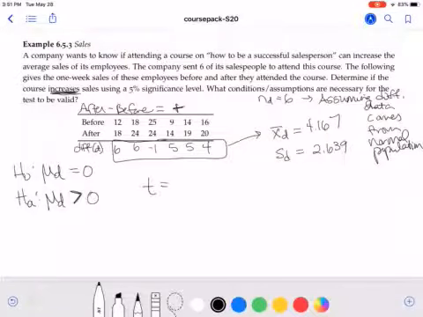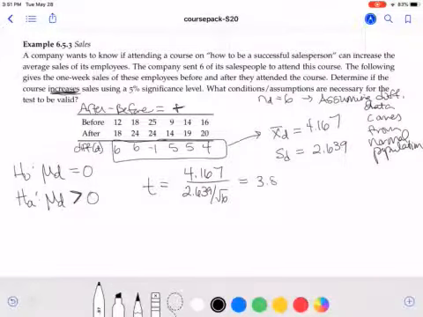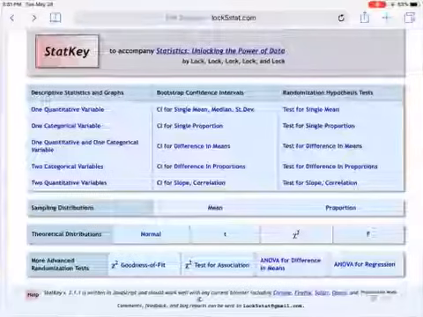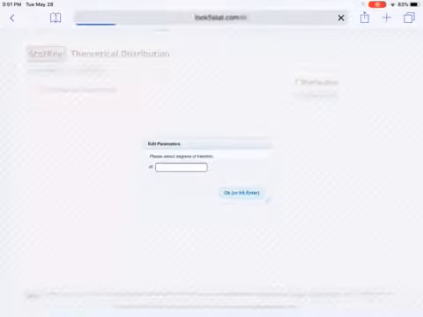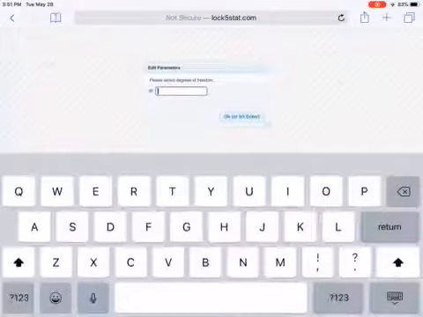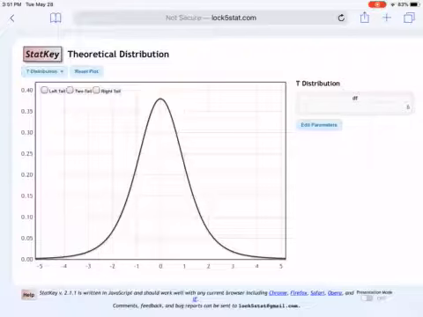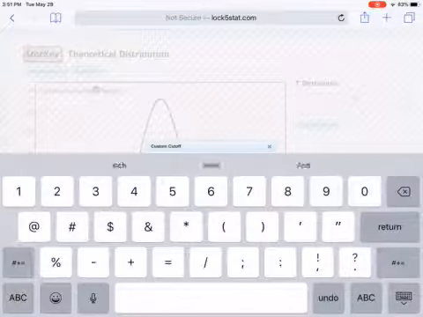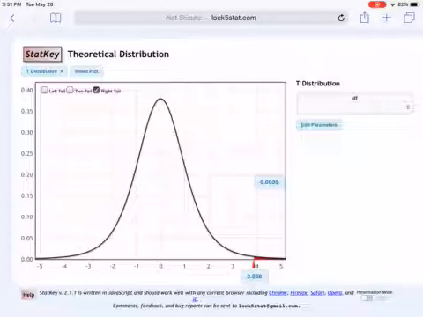Okay, our test statistic will be the sample mean over the standard deviation divided by the square root of n, which is equal to 3.868. Degrees of freedom is n minus 1, so we get 5. And so we are doing a right-tailed test with 3.868. So t distribution, degrees of freedom of 5, and then right tail, 3.868. And so we get a p-value of 0.0059.